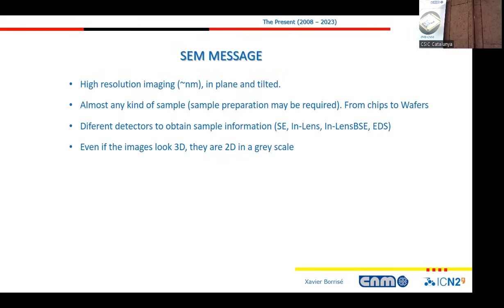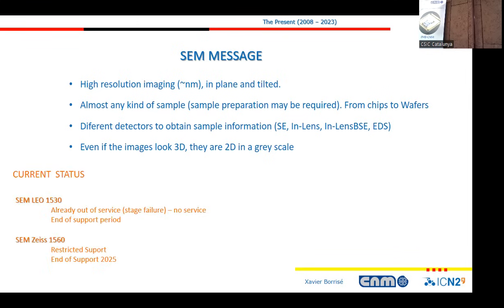Okay. Then finally, with SEM we have a high resolution, up to the nanometer in the best case. We can put almost any sample, from chips to wafers. In the case of insulating samples, maybe they need to be prepared. Sometimes we coat them with carbon, which is more than enough. And we have different detectors, basically topographic detectors and X-ray detectors. Okay. And remember that the images are always 2D grayscale, so that's not a real image.